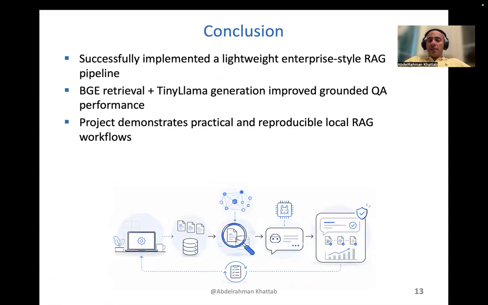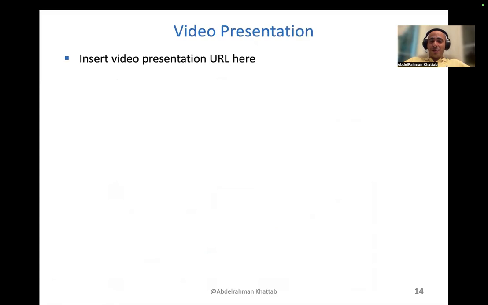Conclusion: we successfully implemented a lightweight enterprise-style RAG pipeline. BGE retrieval plus TinyLlama generation improved grounded QA performance. Yes, the improvement was not large, but at least it proved the concept. The project demonstrates a practical and reproducible local RAG workflow. Thank you very much. This was it. The video presentation is the one that I'm doing now.